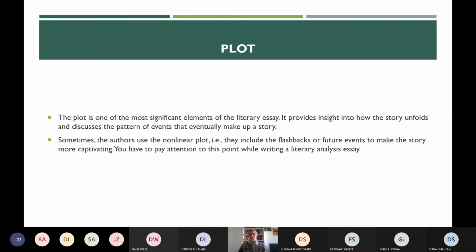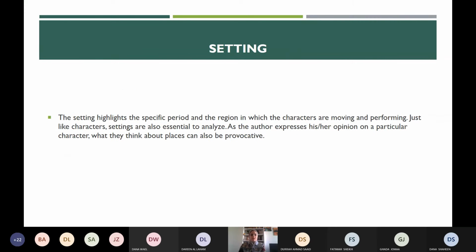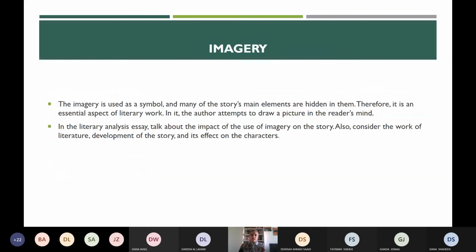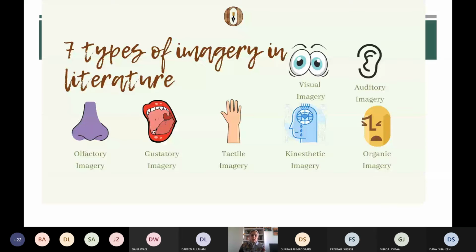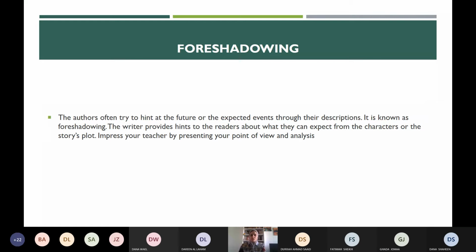Why are there too many elements, teacher? Because these are the basic elements of literature. We will analyze the plot, point of view, setting, characters, imagery, symbolism, irony, foreshadowing. What is foreshadowing? Foreshadowing is very important, especially in suspenseful novels and stories.